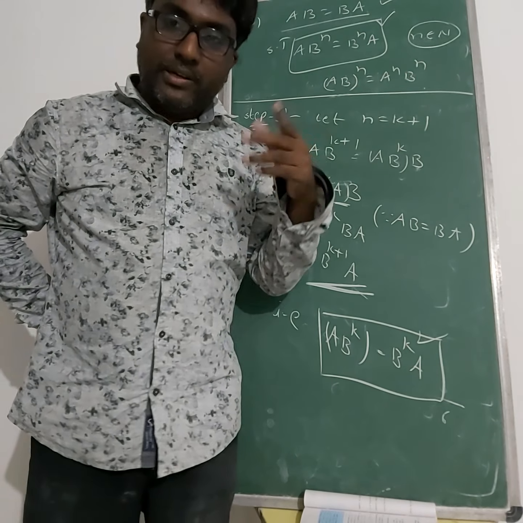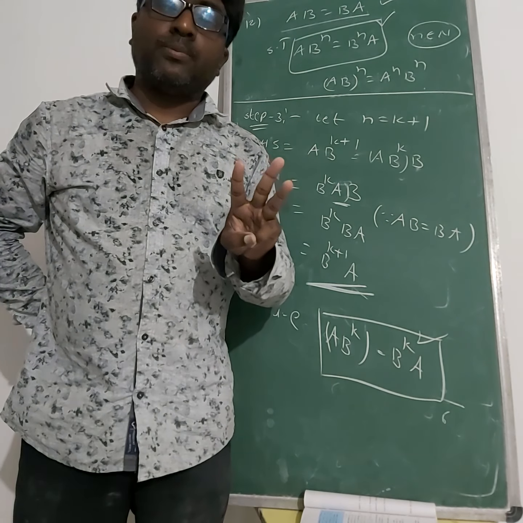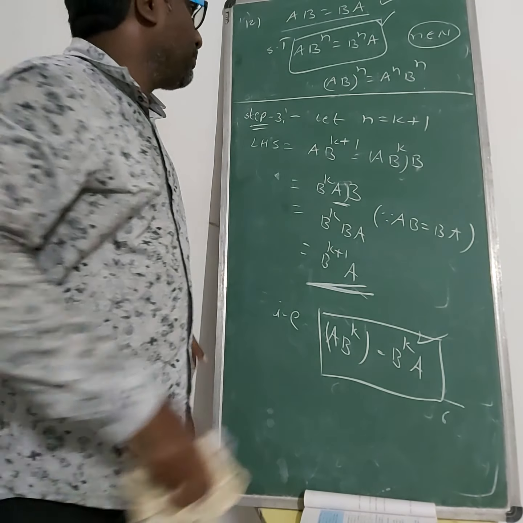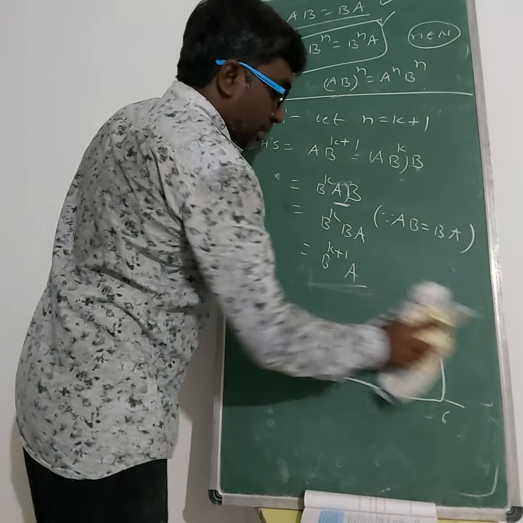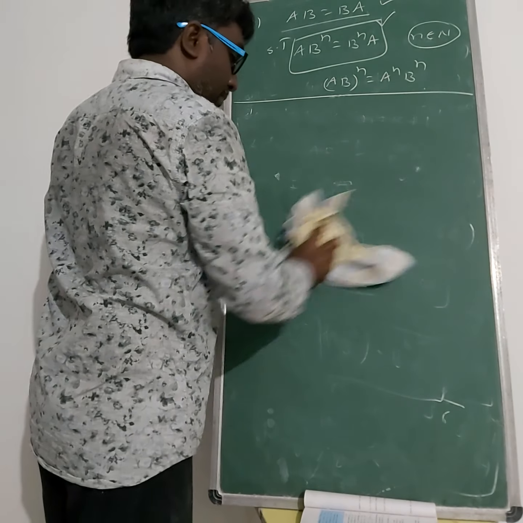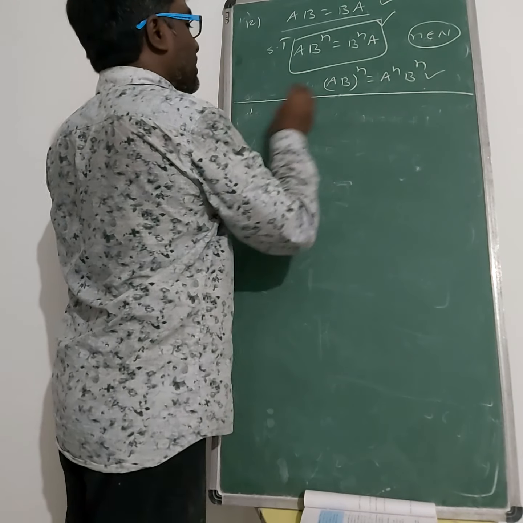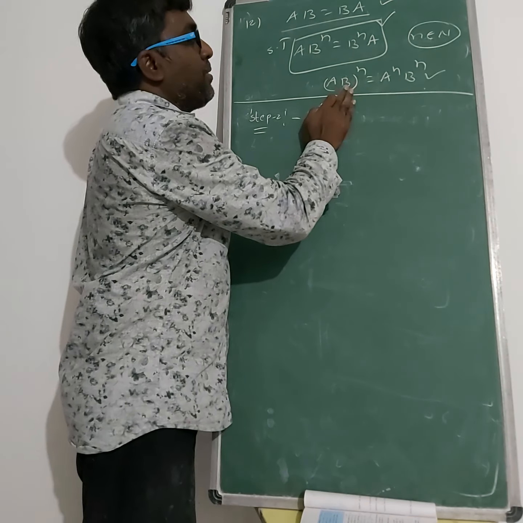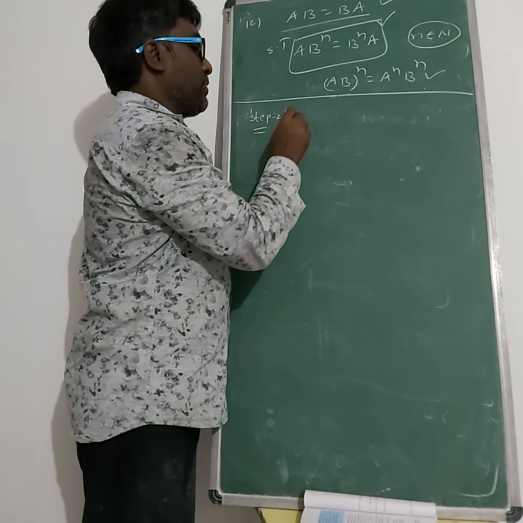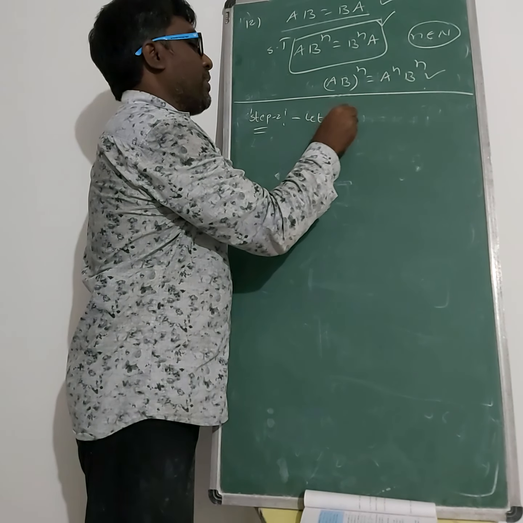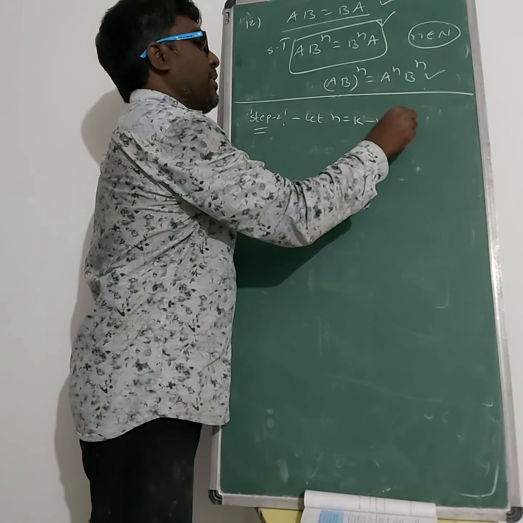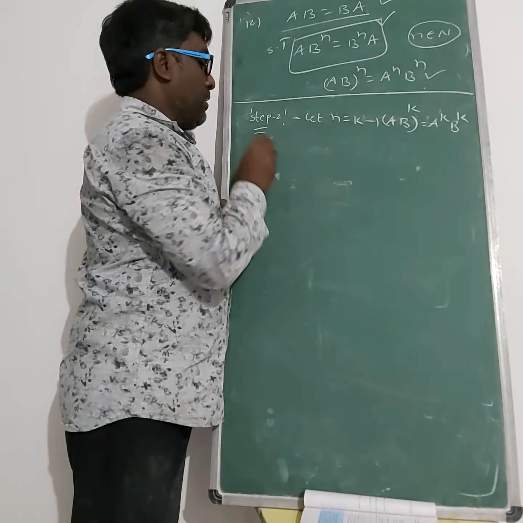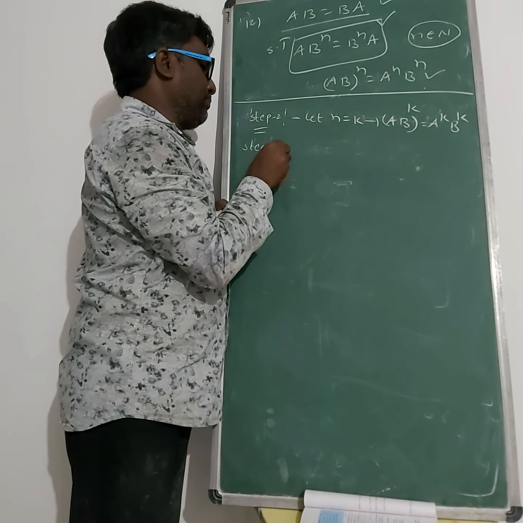This is also an induction process, but instead of 3 steps I will do the last step directly. Means second step I will assume, third step I will prove. Step 1 you can try, n is equal to 1: AB is equal to a power 1 b power 1. So step 2, let it be true for n is equal to k. That means AB whole power k is equal to a power k b power k. Now step 3 I am solving directly.